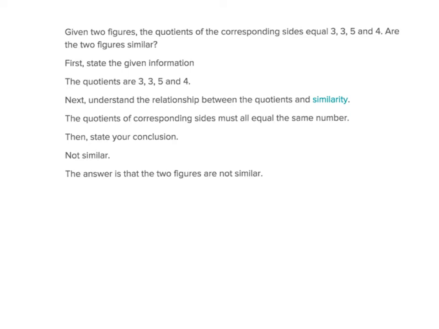So let's take a look at this problem. Given two figures, the quotients, the answer to a division problem, of the corresponding sides equal 3, 3, 5, and 4. Are the two figures similar? So since the scale factors are different on every single side, then these are not similar figures.